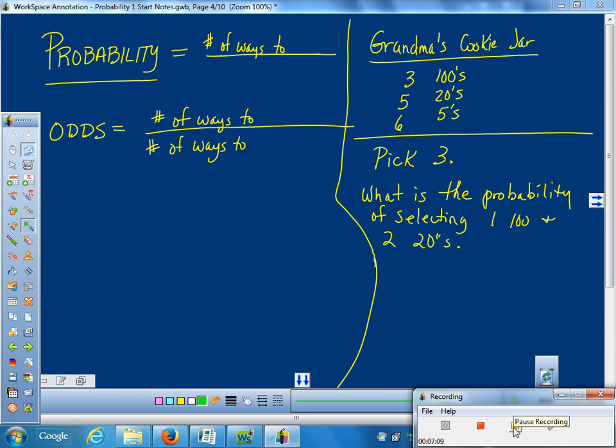Find the probability. This is where life gets trickier. What's the difference between probability and odds? We've beaten you to death with it for years. Probability is the number of ways to succeed over the total, whether it happens or not happens. Odds is the number of ways to succeed over the number of ways to fail.